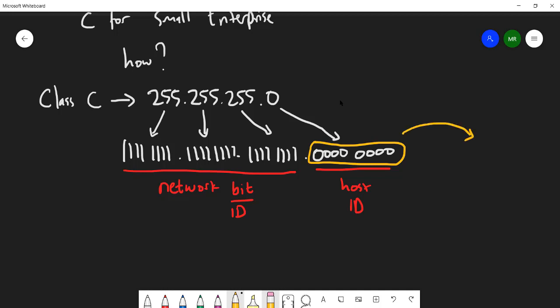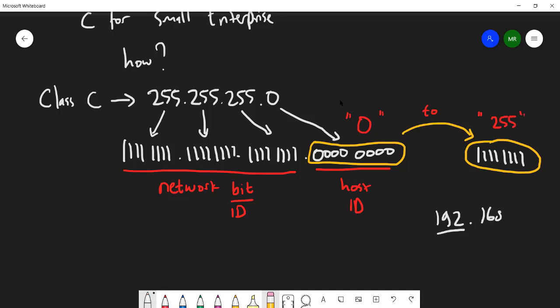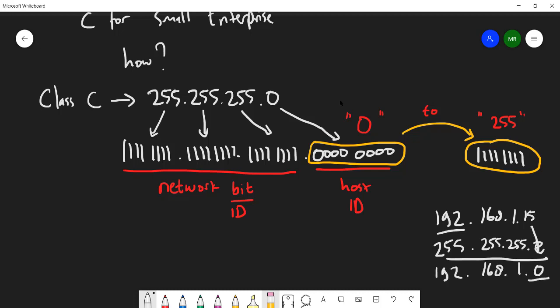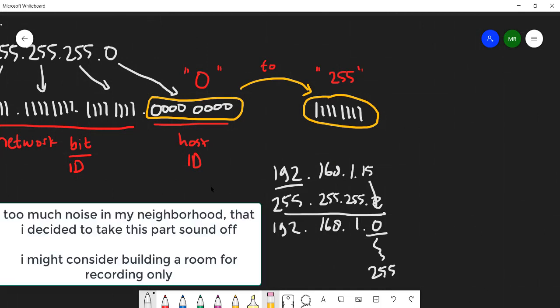So if all zeros start counting up, it will lead to all number 1, right? If all host bits are zeros, then all 1s is 255. And that means if we have 192.168.1.15, for example, with the default mask of 255.255.255.0, it is located in 192.168.1.0 and its friends' IP address range inside the circle of 0 to 255.